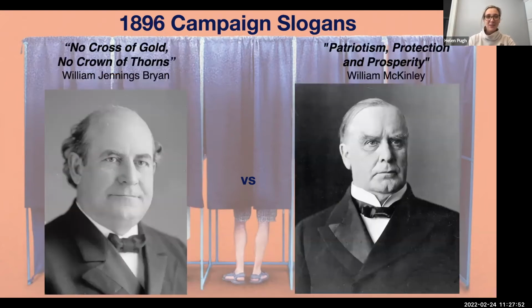All right. Let's check out the 1896 campaign. We have William Jennings Bryan, no cross of gold, no crown of thorns. It's a little dramatic, but okay. No cross of gold, no crown of thorns. To William McKinley, patriotism, protection, and prosperity. What do you think? Both are good.